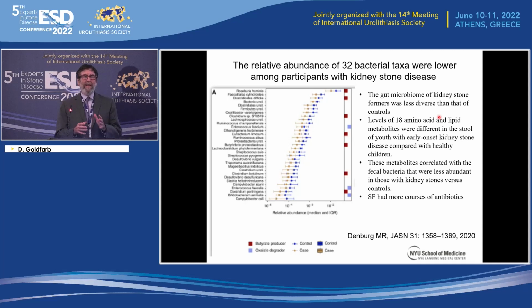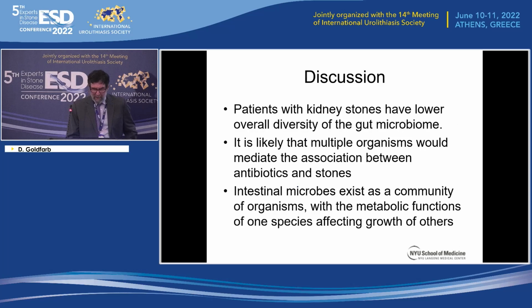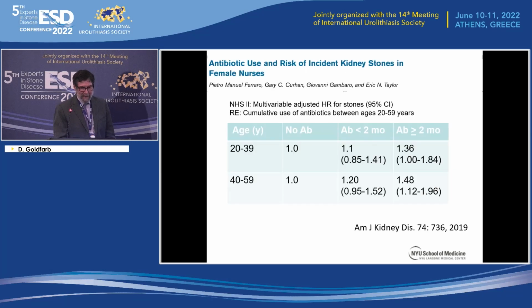And one of the interesting things about Oxalobacter, it degrades oxalate, and so we know exactly what its metabolic effect is. All of these other organisms have a variety of other metabolic pathways, and how they affect urinary chemistry remains unclear. So patients with kidney stones have a lower overall diversity of the gut microbiome. It's likely that multiple organisms could mediate the association between kidney stones and antibiotics, and it's likely that these organisms work together to have these effects.